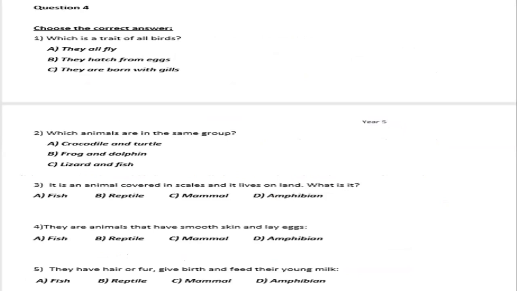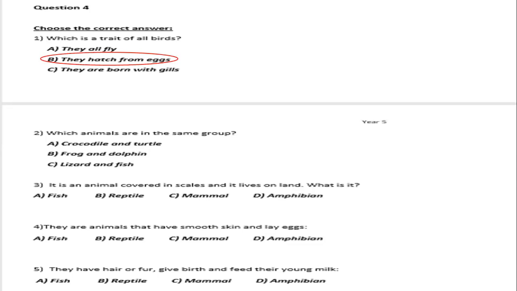Choose the correct answer. Which is a trait of all birds? They all fly? Not necessarily. We just said that the ostrich does not fly and the penguin too. They hatch from eggs. Yes. Are they born with gills? No, they are born with lungs.